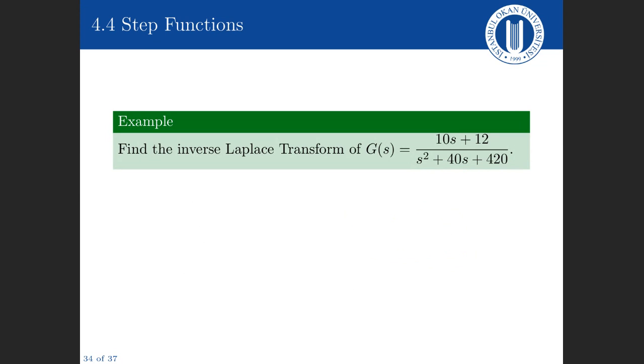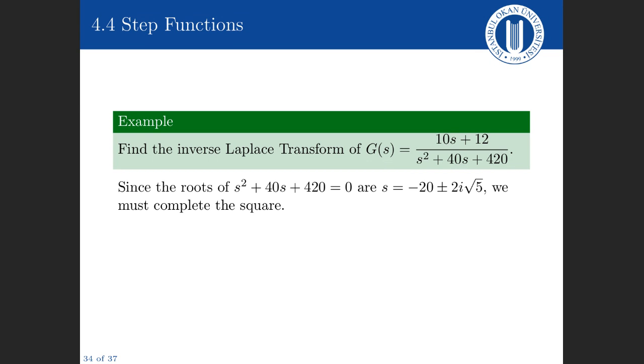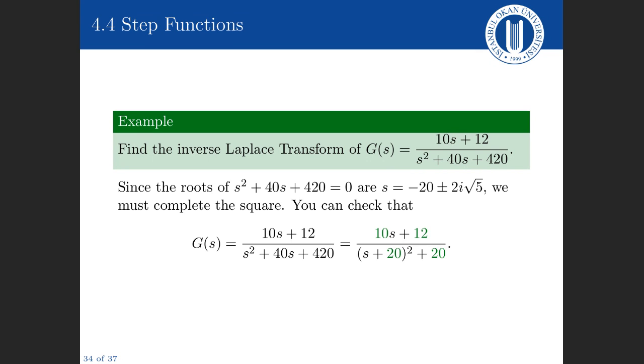Find the inverse Laplace transform of 10s plus 12 divided by s squared plus 40s plus 420. Because the denominator has complex roots, we're not going to use partial fractions. Instead, we're going to complete the square. And I'm going to leave it for you to check that capital G is 10s plus 12 over (s plus 20) squared plus 20. And again, look, 10, 12, 20, 20, that's today's date.